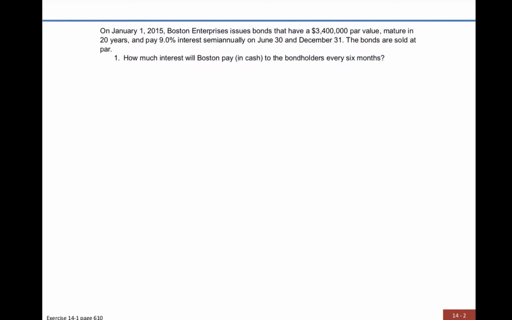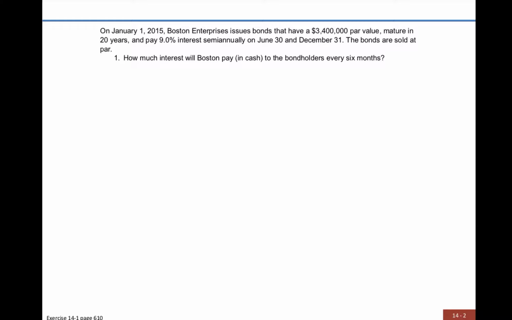Alright, so let's take a look at a couple of these examples here. January 1st, 2015, Boston Enterprises issues bonds that have a $3,400,000 par value, mature in 20 years and pay 9% interest semi-annually on June 30th and December 31st. Bonds are sold at par value. How much interest will Boston pay in cash to the bondholders every 6 months?